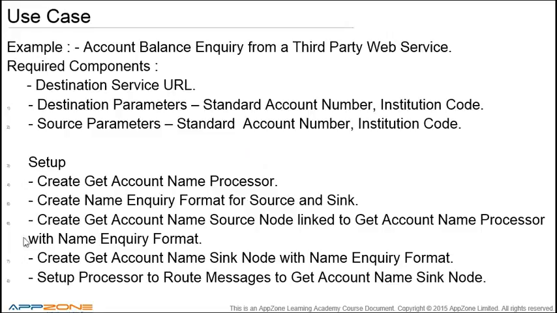So just as I said, a balance inquiry from a third-party web service. What we have is a standard account number and institution code. So the destination requires a get account balance from a particular node as the sync node, and the sync node is a web service. You pass in the standard account number and institution code as source parameters, and message broker invokes the destination and passes those two parameters and returns the account balance or an account name inquiry, whichever case it may be.